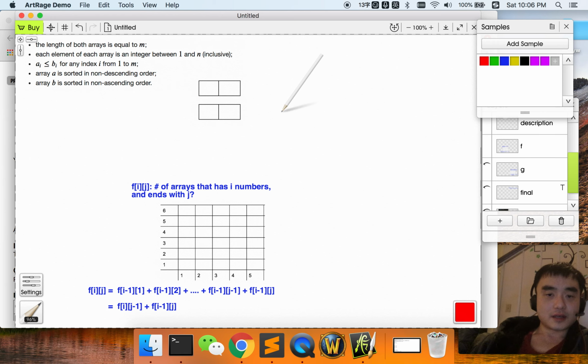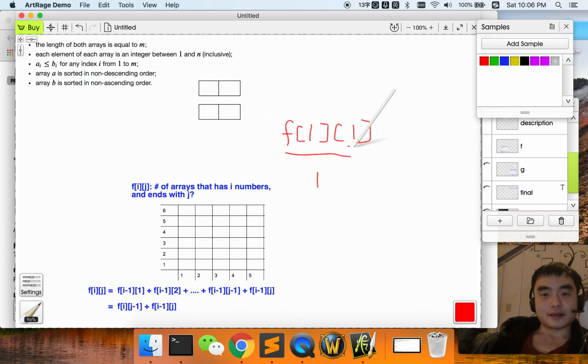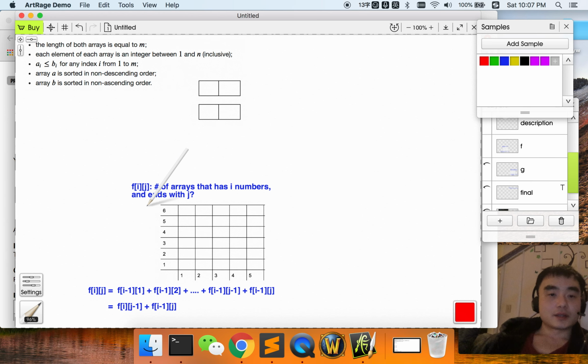And let's move on. What if we want to calculate F11? So we are going to have one number and end with 1, right? So obviously we just got one possibility, right? What about F12? So we have one number and end with 2. So obviously also we got only one option, right? So that's the definition of Fij.